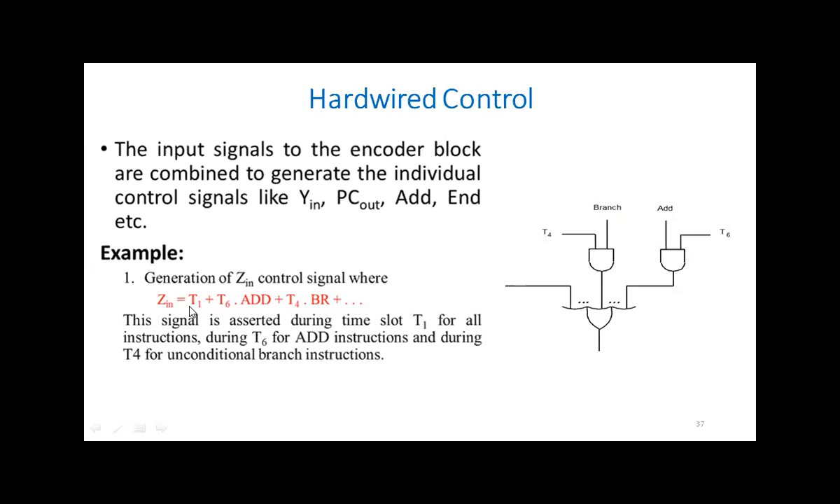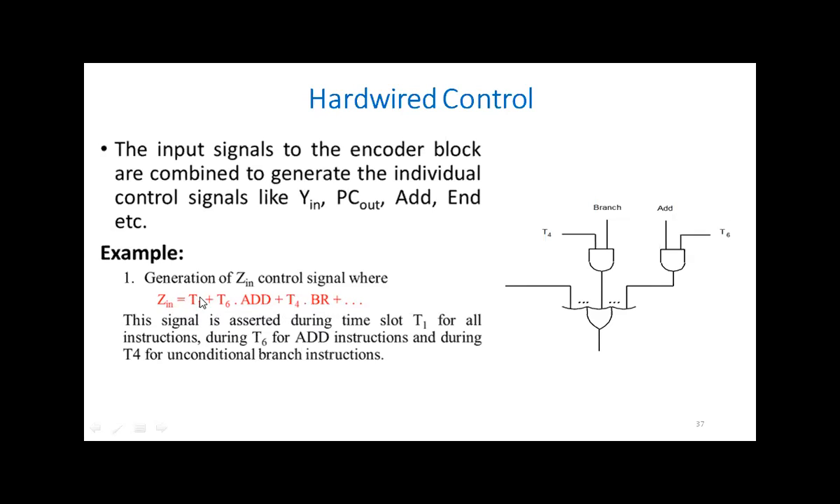So the meaning of this is that this Zin signal may be activated at time T1, see, this plus means OR. It may be activated at time T6 for this R signal, the add signal, or it may be activated at time T4 for this branch signal.